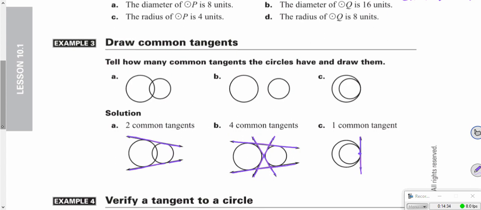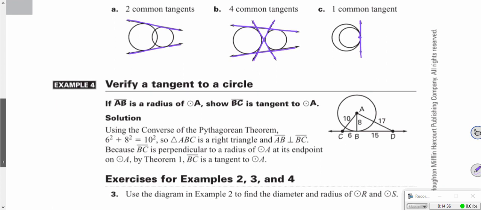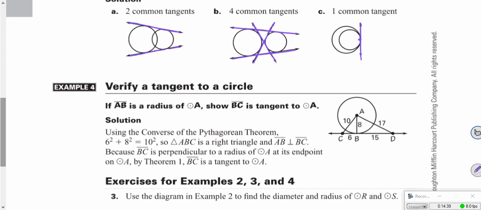Okay, so now the other thing here on example 4 is we are verifying a tangent to a circle. Now, if you remember back in theorem 1, it says in a plane, a line is tangent to a circle if and only if the line is perpendicular to a radius of the circle at its endpoint on the circle. So we're going to be using Pythagorean's theorem. Okay, so we're supposed to show that BC is tangent to A. We're supposed to show that this is tangent to circle A.